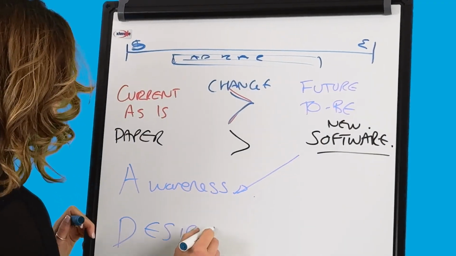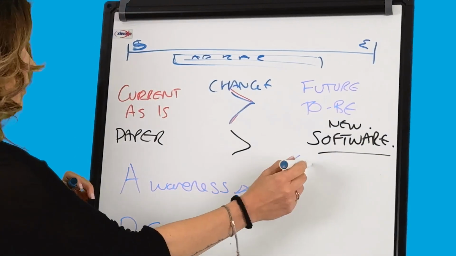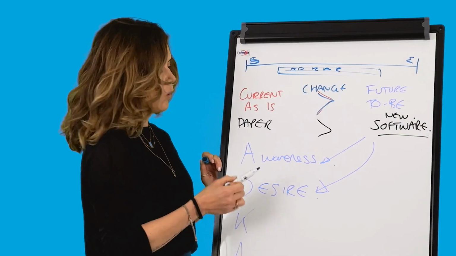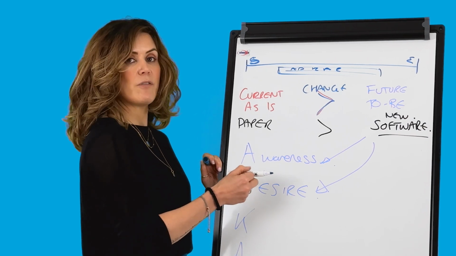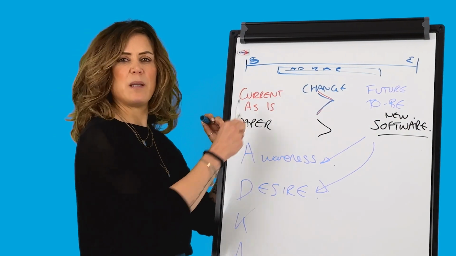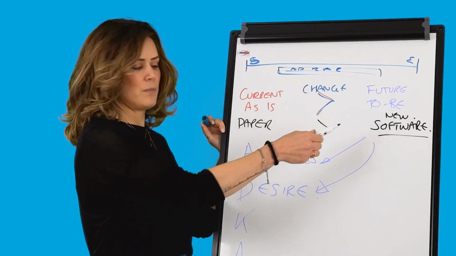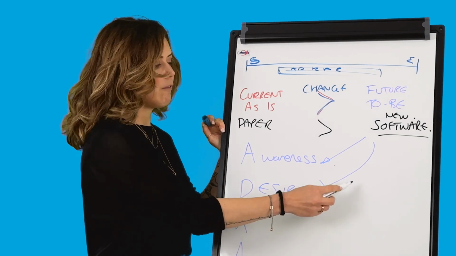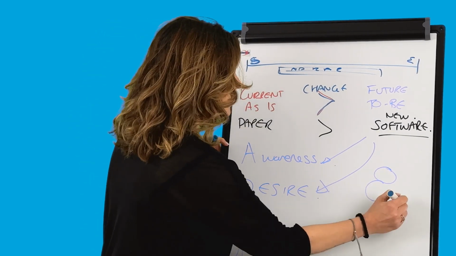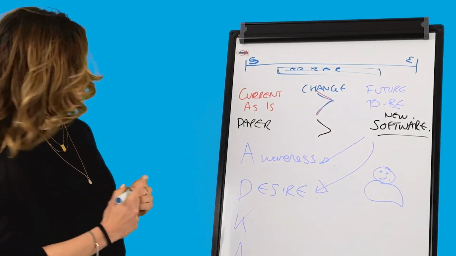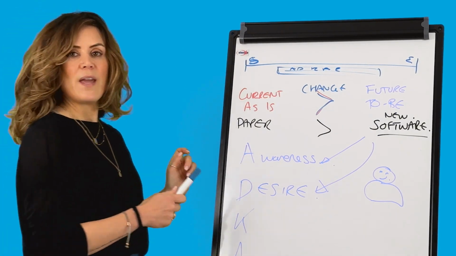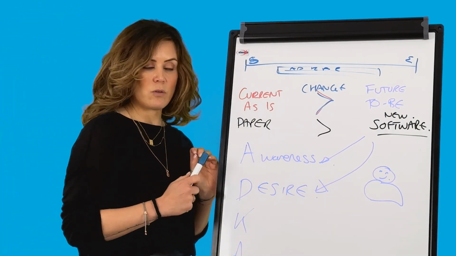The next one is to create the desire. The what's in it for me? Why do I want to do this? Why do I want to have this new software? Why would I want to move from paper to a new software? Creating that desire for the individual. Remember that we're not doing anything but the individual. By creating that desire, they will start to feel the support that they need along the way.